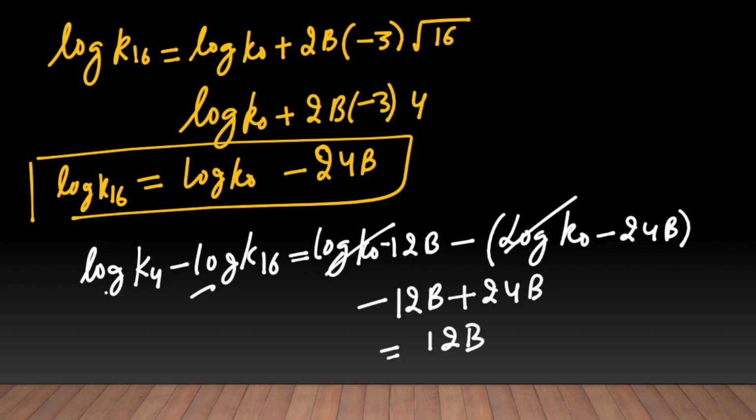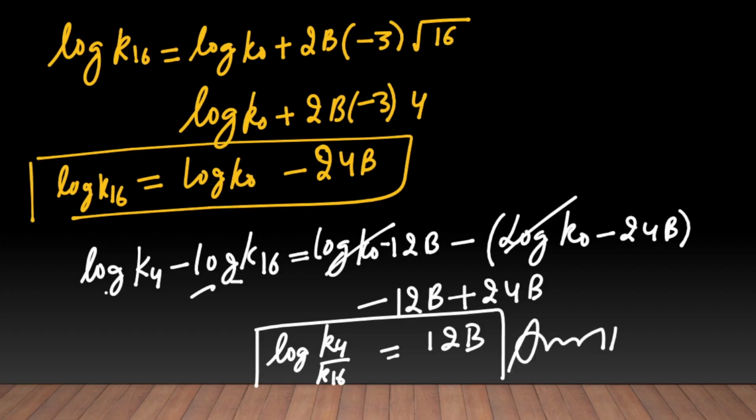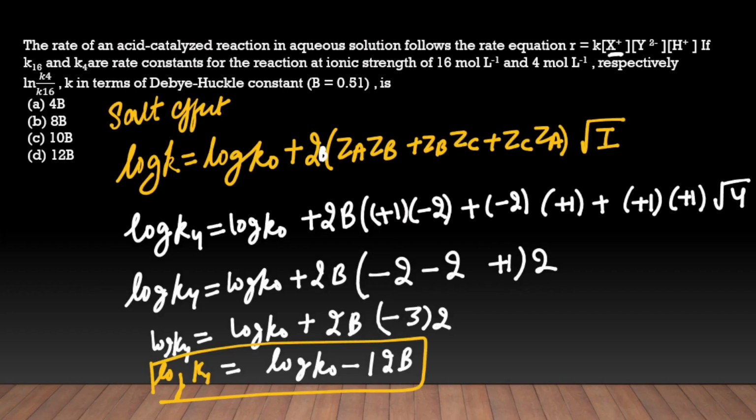So log of m minus log of n can be written as log of m by n, which is log of K4 upon K16. So the value we are getting is 12B. So this is the answer. So in the options, if I see, that is given to us in option D.